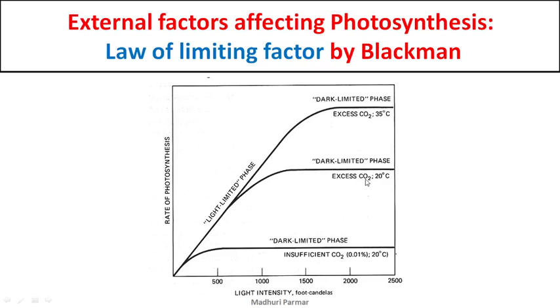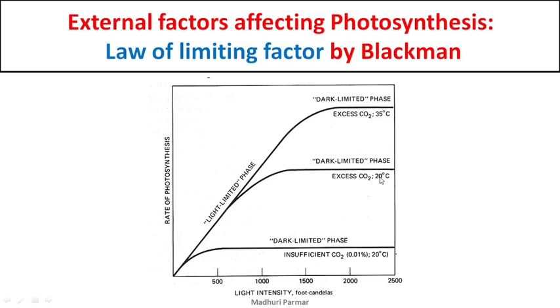Okay, you have excess carbon dioxide, it is at 20 degrees. The rate of photosynthesis is increasing with increase in the light intensity, and then it is becoming saturated. Now what you are doing is you are increasing the temperature. Okay, you saw that carbon dioxide is no longer limiting. So what else can you change? You can change the temperature.